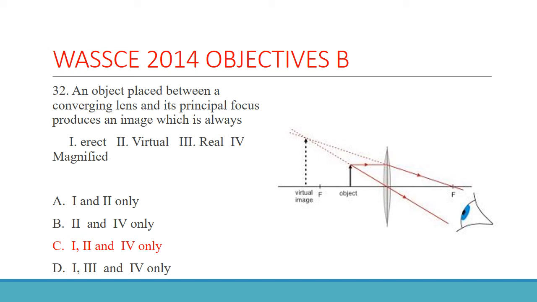That's why if you look at your face and you play mirror, the image you see is a virtual image. That is why it is erect. Virtual images are also erect. Real images tend to be turned upside down, or inverted.